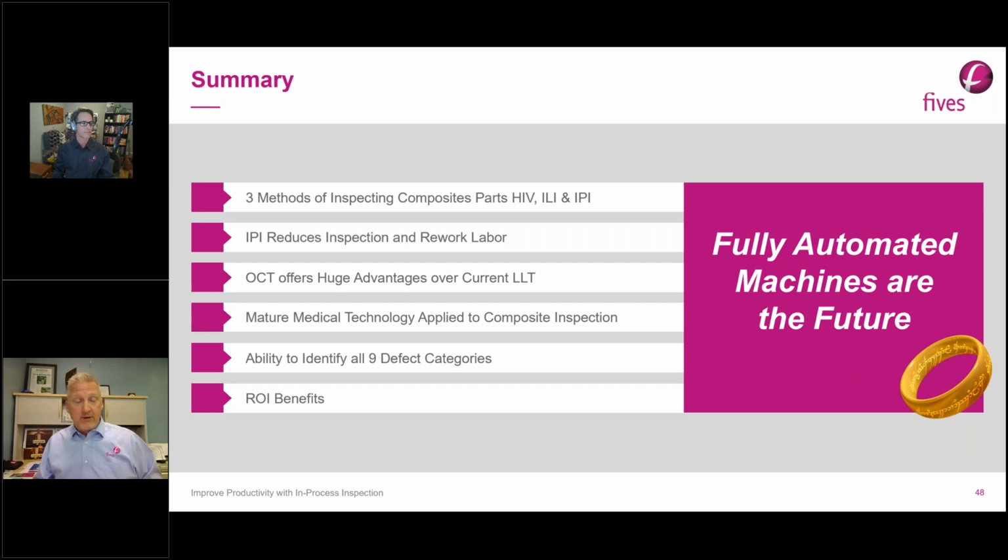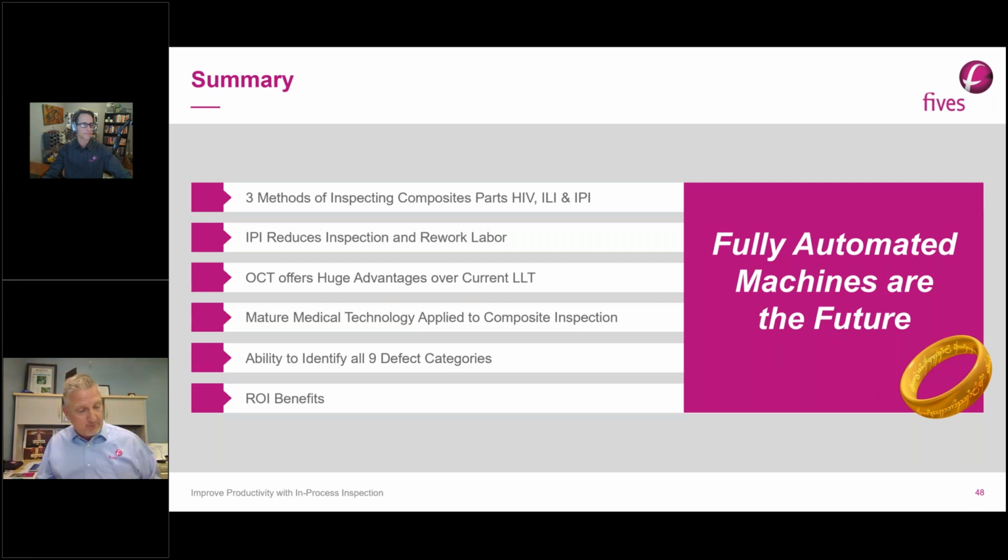That's the big one. It saves time clearly on inspection, but the lost time to rework, because you allow the machine to delay on non-compliance, is greatly reduced. OCT offers huge advantages over the current LLT.